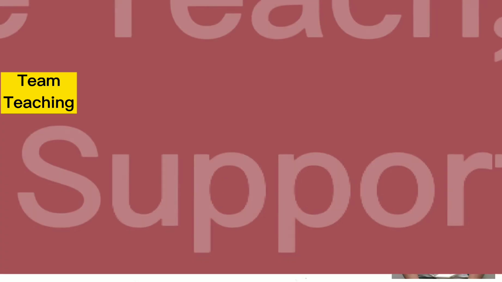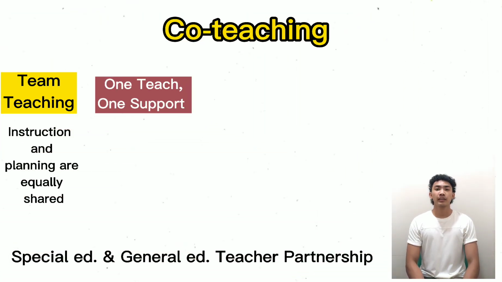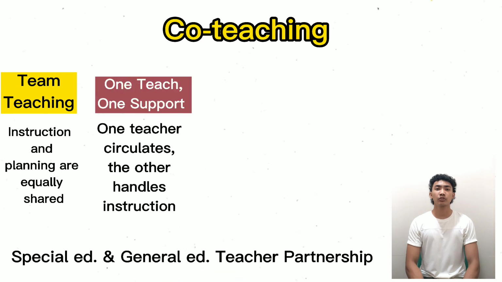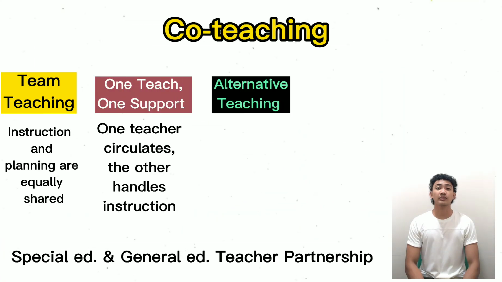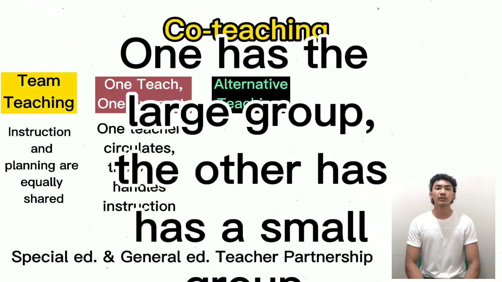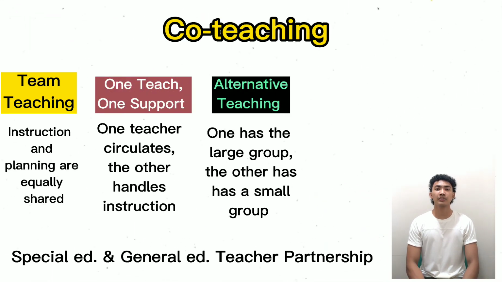The next model is one teaching, one support. Here, one teacher circulates the room, usually the special education teacher, and the other handles instruction. Alternative teaching was the third model. Here, one teacher works with a large group and another teacher pulls out a smaller group.